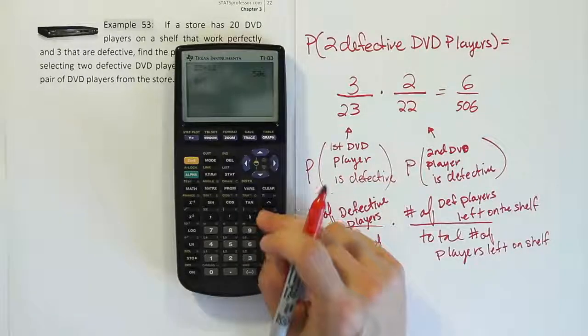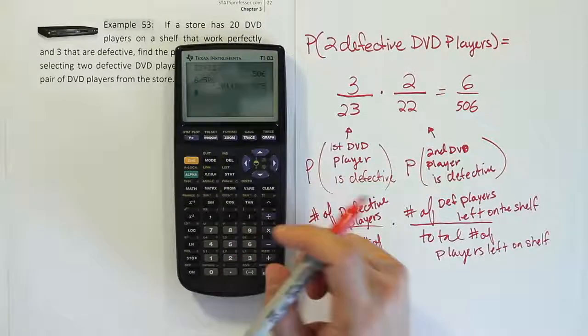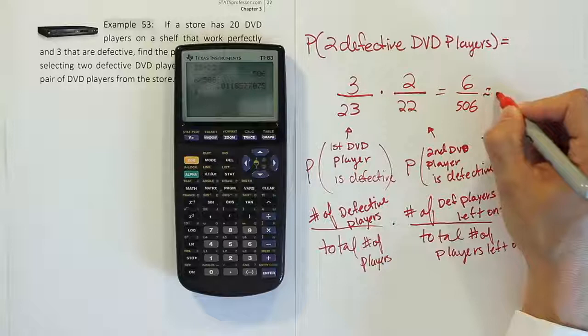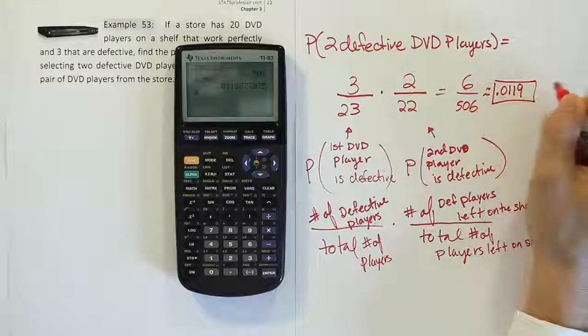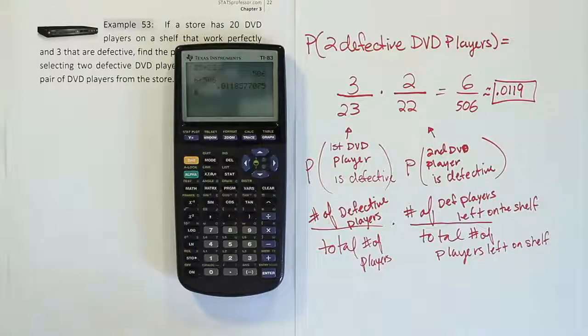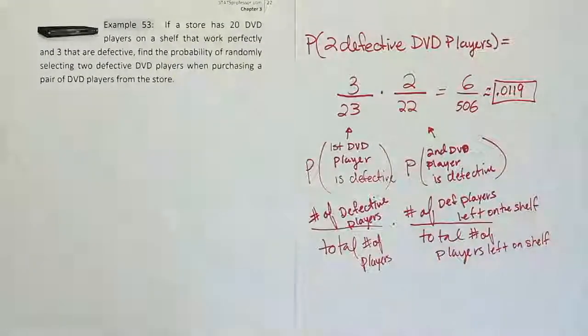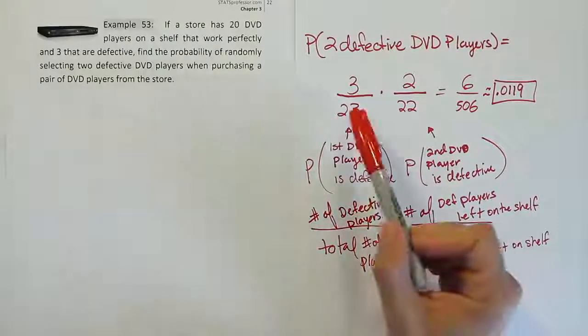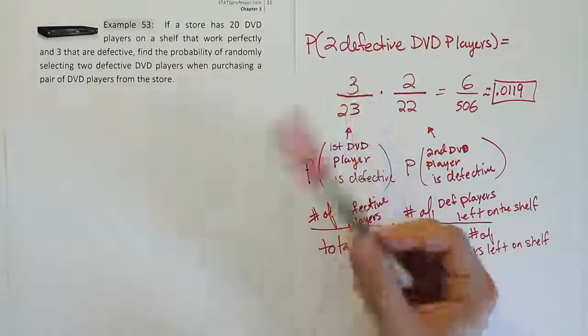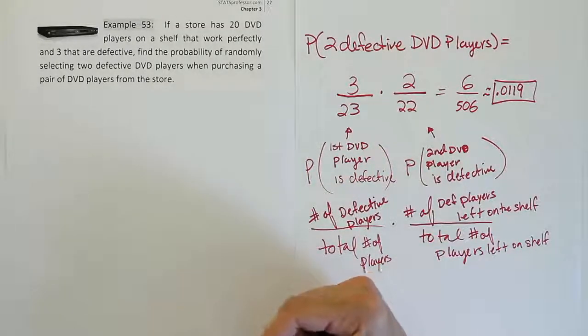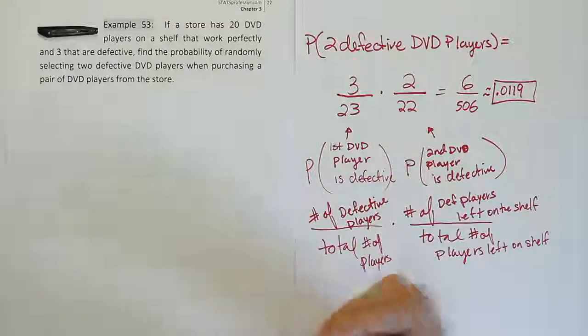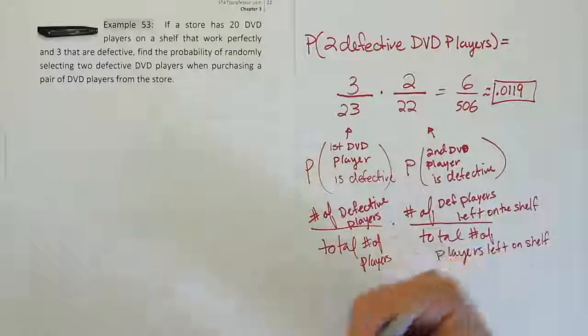So 6 divided by 506 gives me approximately 0.0119. So about 1.19% is my probability. So not a very high percent chance that that would happen to you if there's indeed 23 players on the shelf, of which 3 are defective. Then it would be unlikely for you to grab 2 players and get 2 defective players. That would be pretty unlucky since it's only about a 1% chance that that would occur.